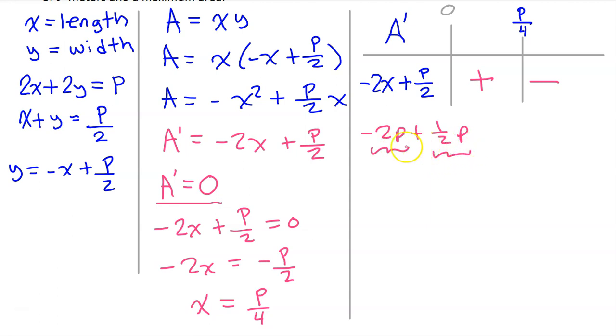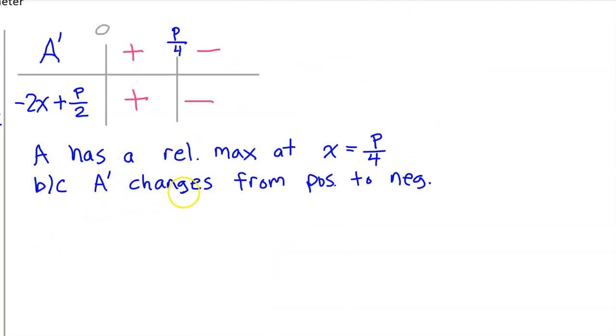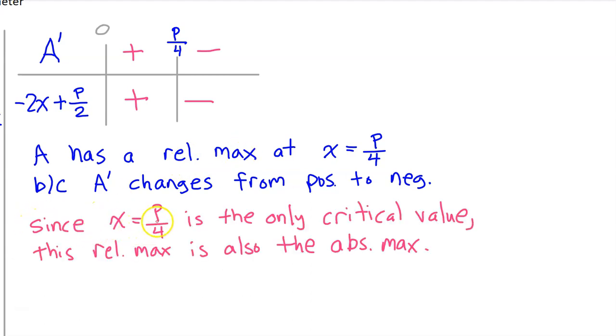The negatives win. The first derivative test tells us that A has a relative max at x equals P over 4 because A prime changes from positive to negative at P over 4. To convert this to absolute max, we need the second statement. Since x equals P over 4 is the only critical value, this relative max is also the absolute max. So far we have found the value of the length. Now we need to find the width y.